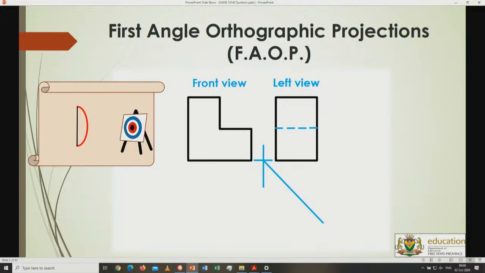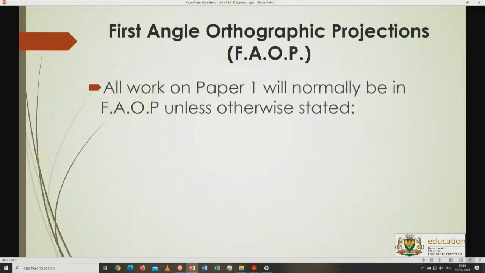The left view will be seen right through towards the other side, which is on the right hand side. And also the top view, if I look from above, shoot with the arrow right through the target, it will be placed on the bottom. So that's the top view. That's first angle orthographic projection. Very important to understand, to know where to place your views.